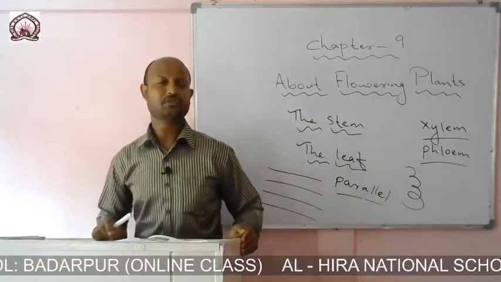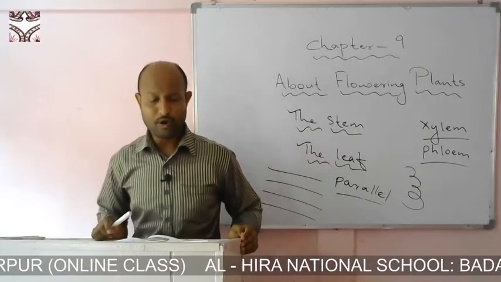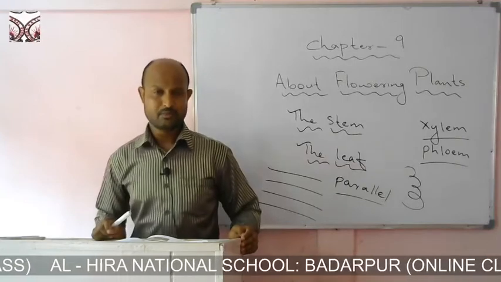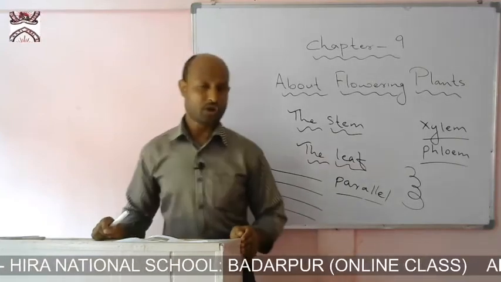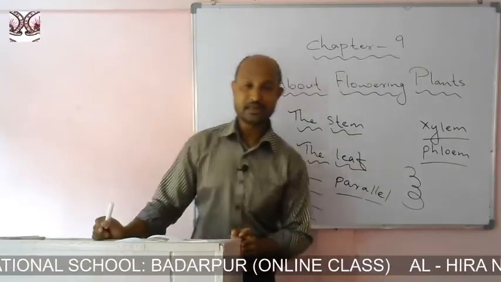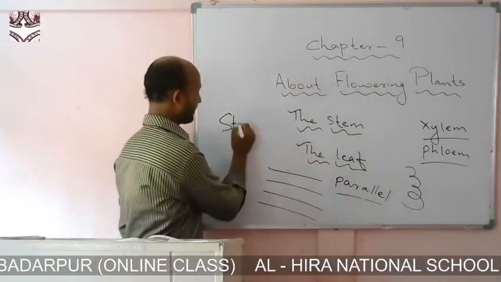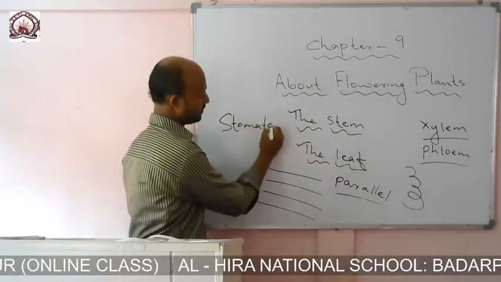And the third function we can say is throwing out of water vapor. That means the excess water which is found in the plant body is thrown out through the tiny pores present in the leaves of the plant known as stomata.